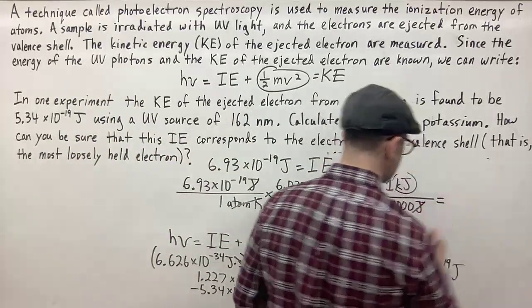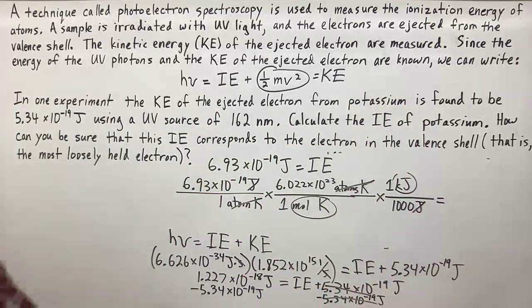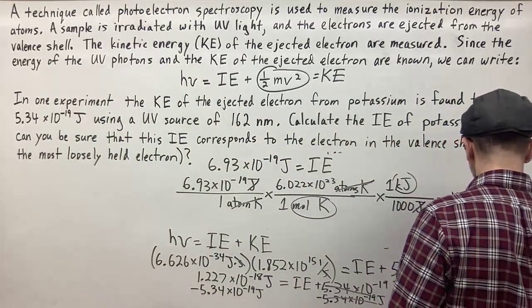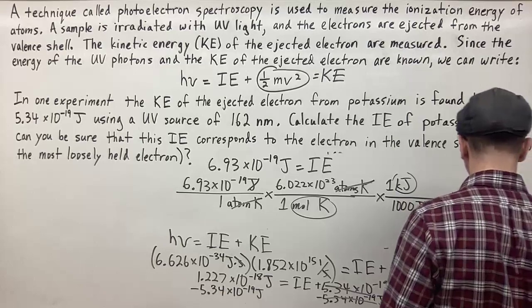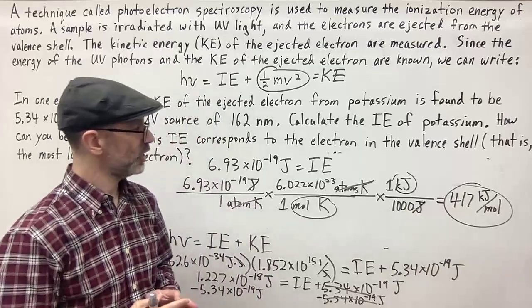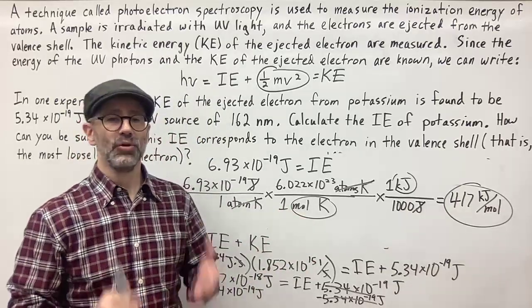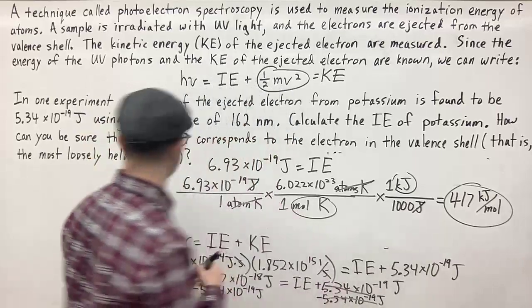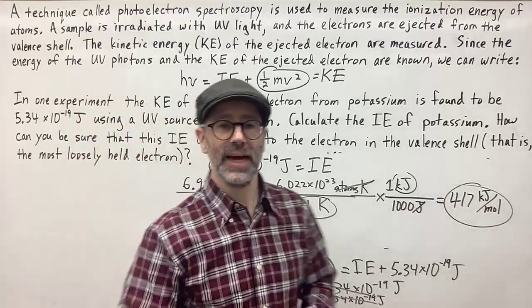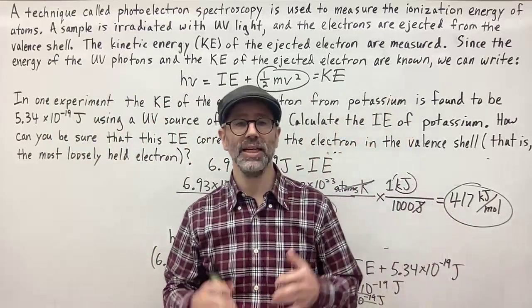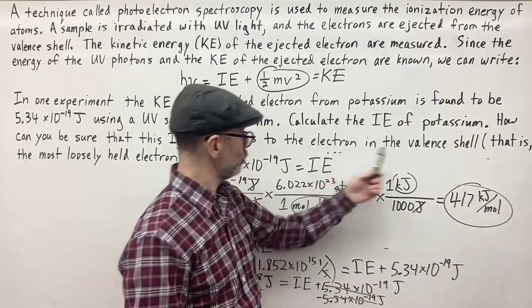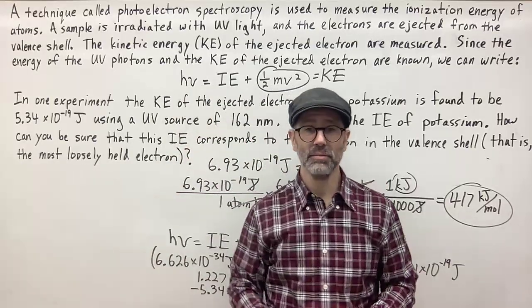And so when I calculate this, I get 417 kilojoules per mole. And so that is the ionization energy of potassium. So now, what about this other question? It says, can you be sure that the ionization energy that we just calculated corresponds to the electron in the valence shell? And the hint here that they're giving us is that this is the most loosely held electron.